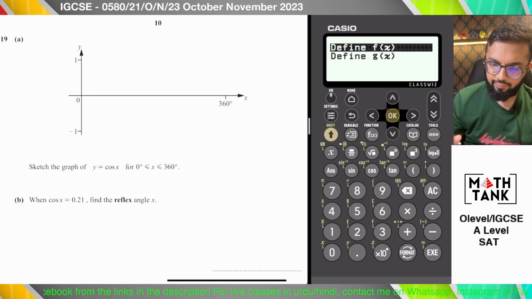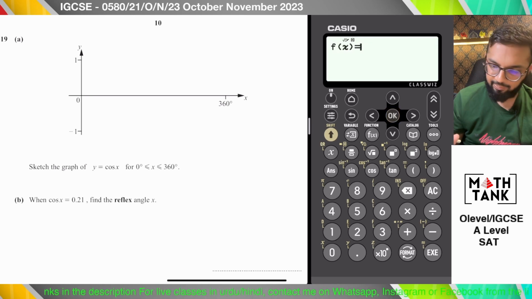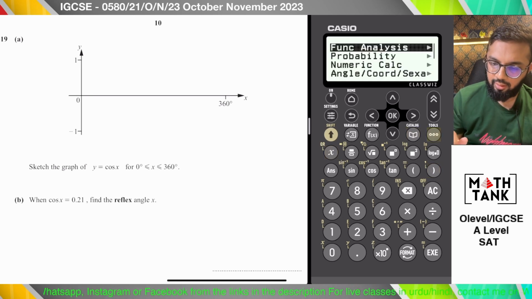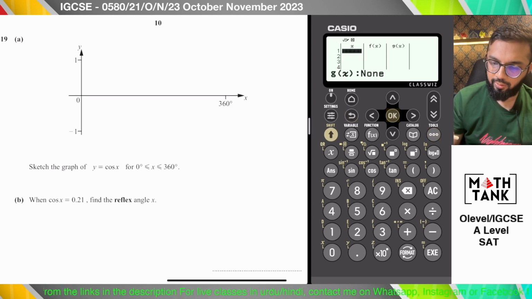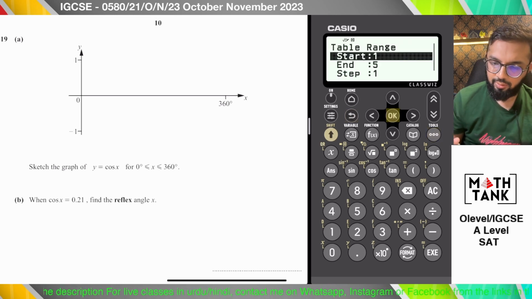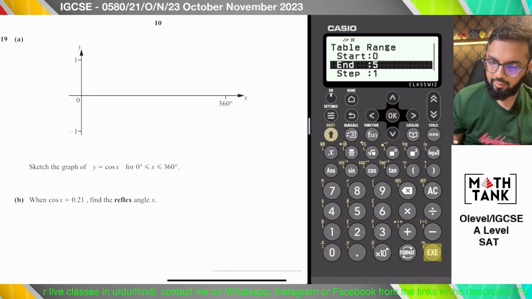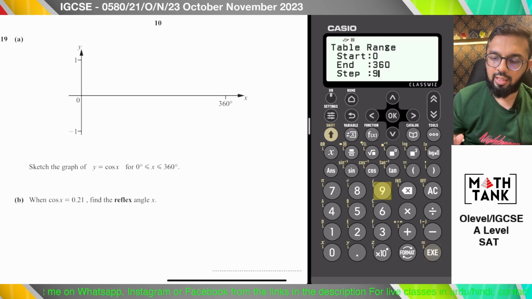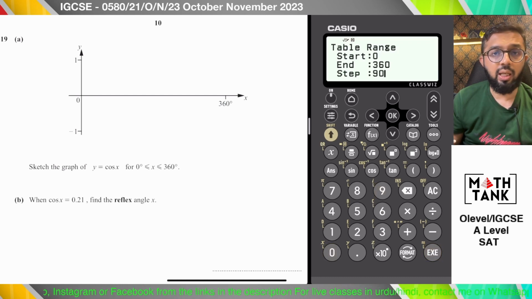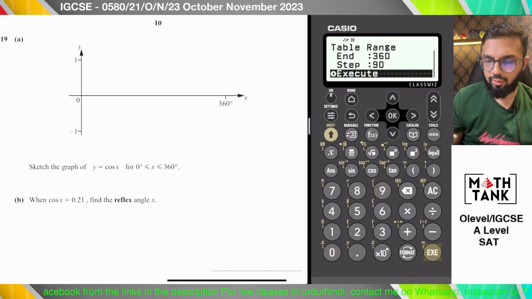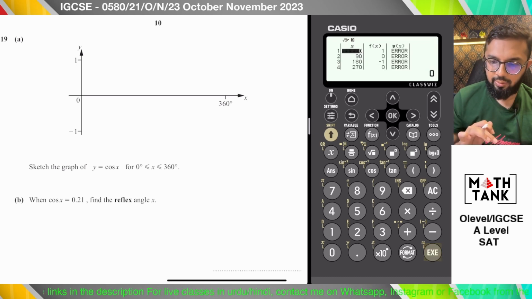You want to define f of x. I'm going to define f of x. It's simply cos of x. Where is x on my calculator? It's right here. So I'm going to do that. I'm going to go into tools again. Let's press OK. Then go into tools again. I want to define a range. I want to start at 0. I want to end at 360. And by default, the step is always 90. For any trigonometric function, you put a step of 90 and you execute.